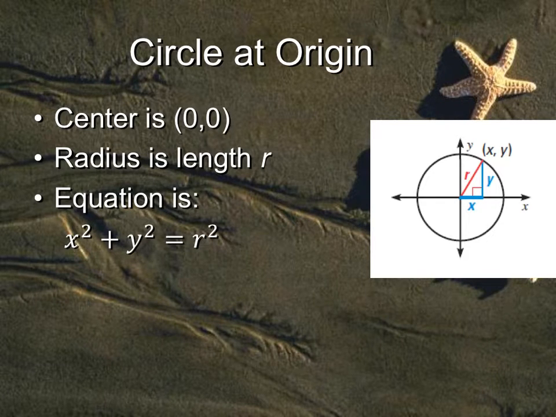When you start with a circle that has a center at 0, 0, and the radius is length r, the equation is x squared plus y squared equals r squared. So if I told you that r was 3 and the center's at 0, 0, the equation would be x squared plus y squared equals 9. Just have to square the radius.